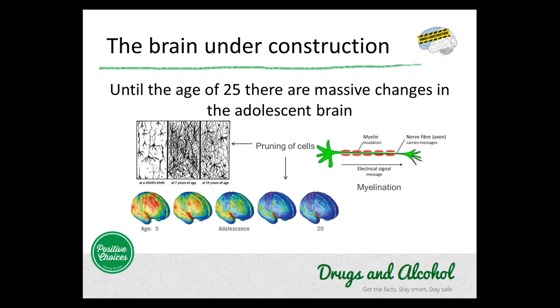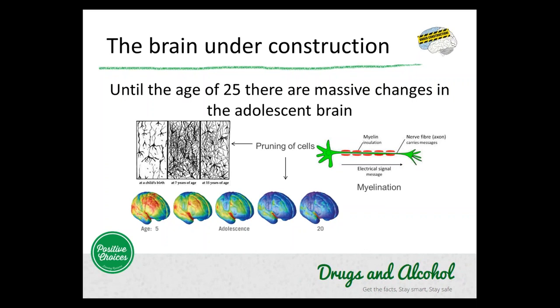So orange and yellow areas are areas of high cell density, whereas the blue and the purple areas are areas of low cell density. So from adolescence through to your mid-20s, there's a lower density of brain cells because of this pruning process. So we've got pruning, or a loss of cells, in the adolescent brain.